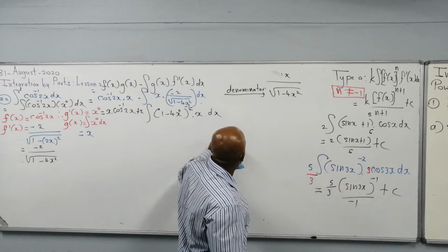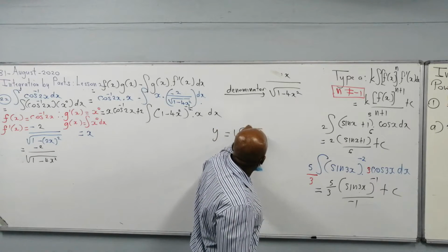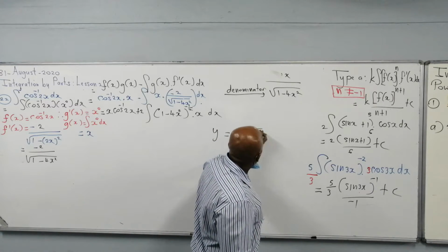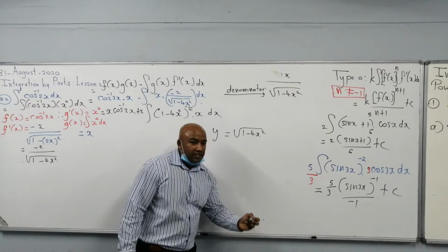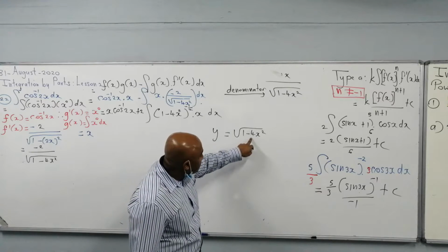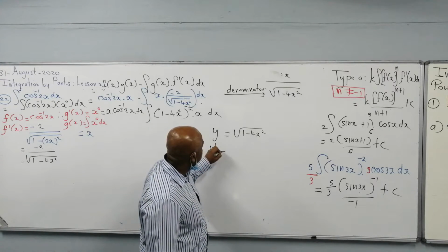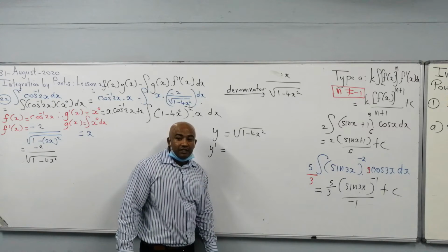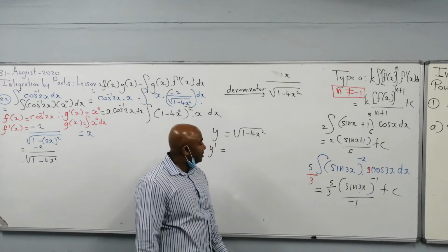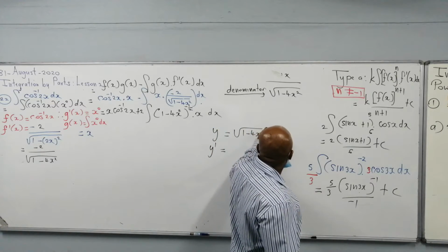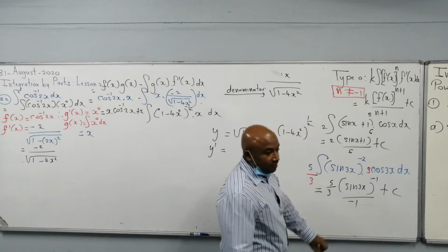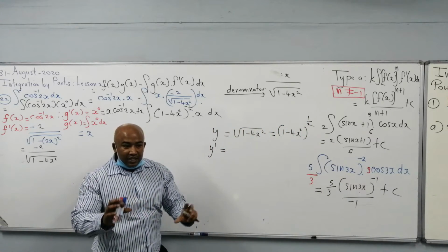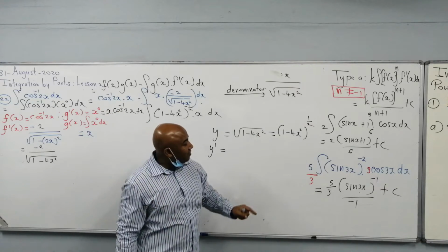So let's take the denominator, let's call it y. Let's say y is equal to 1 minus 4x squared. And if I differentiate the denominator, how do I differentiate something like this? How do I differentiate the square root of 1 minus 4x squared? First of all, this is going to be 1 minus 4x squared to the power half. I did not differentiate it, I'm writing it as a power of half there.